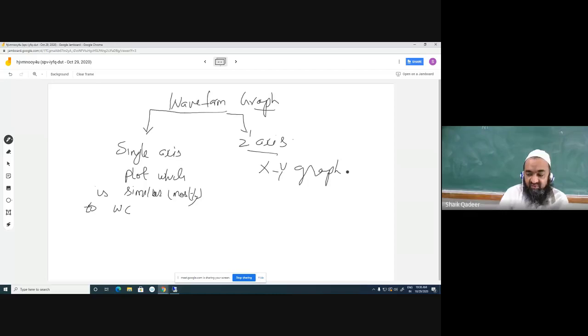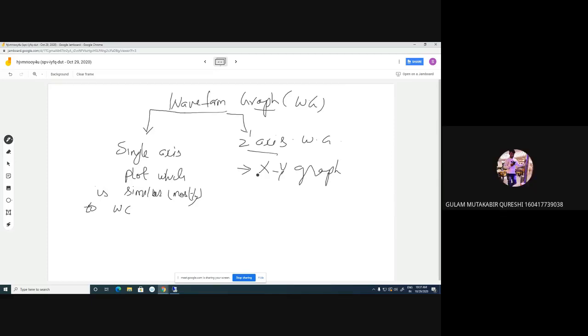There are two variants of waveform graph. One is single axis plot, which is mostly similar to waveform chart. Another one, two axis waveform graph, you can call it WG, whose name is XY graph. What does this mean? In this case, we must give two axis signals. One is X, another one Y. Hope it is clear to everybody. Yes, sir. Yeah.